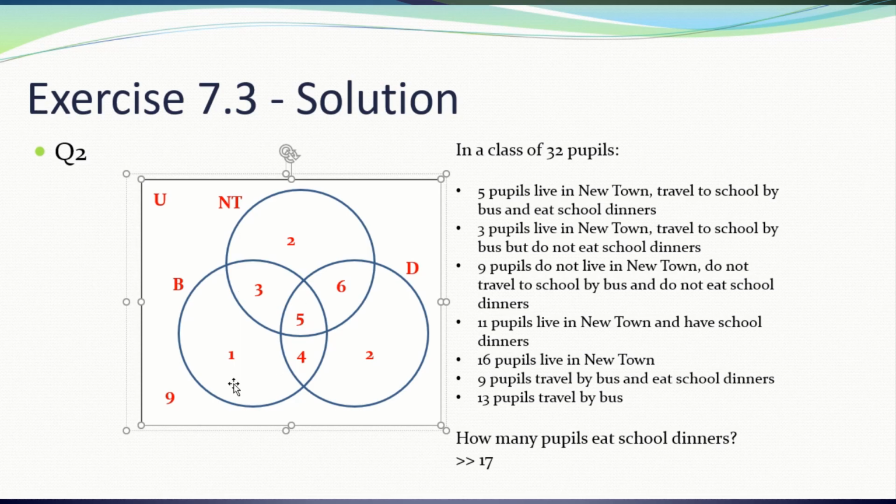Shouldn't be a problem. You fill up slowly and you will get all these values. If you don't, just ask me. How many people eat school dinner? So in total, school dinner, this is school dinner, right? In total, 6 plus 5 plus 4 plus 2, that's 17.